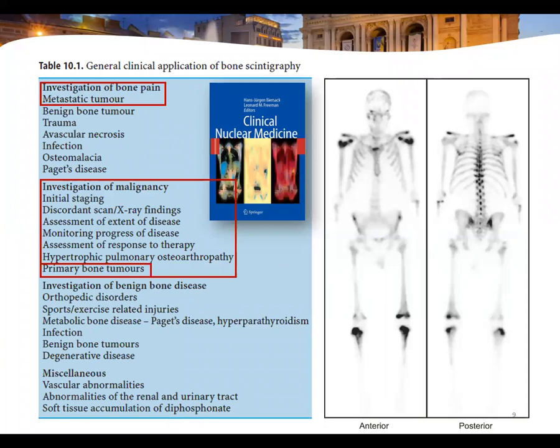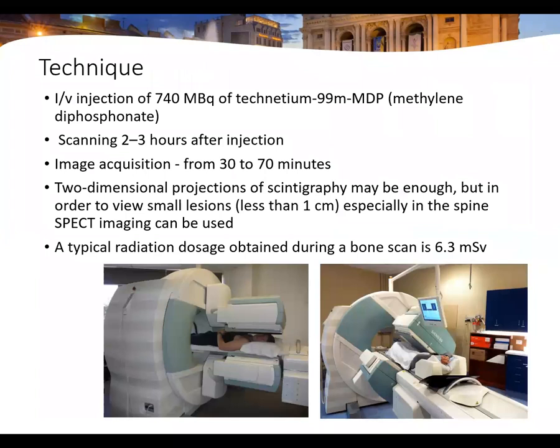Differentiation between benign bone tumors, trauma, avascular necrosis, infection, osteomalacia, Paget disease, which is an osteodystrophic disease, sport trauma, and so on. So as you can see, a very wide spectrum of diseases could be diagnosed by means of this method. The technique.